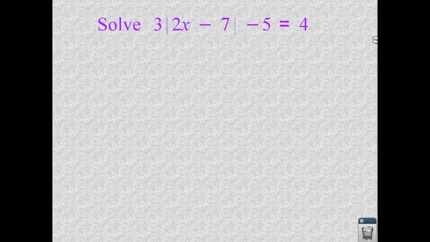Here we have a multi-step absolute value equation, and we're going to solve it like any other equation that has grouping symbols. So we're going to try to work our way to the inside of this grouping symbol by doing the inverse operations on the outside. So the first inverse operation I want to do is get rid of this -5 by adding 5 to both sides.